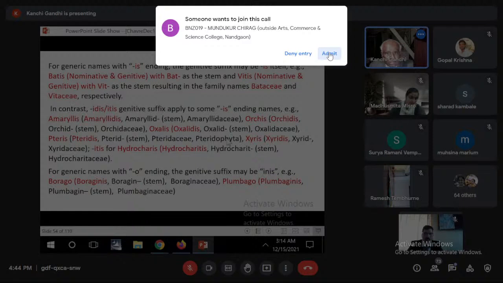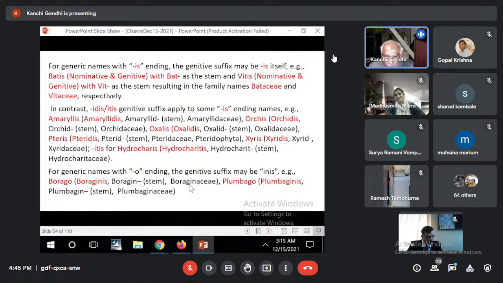Unless you know that for Borago the genitive form is Boraginis, you are not going to know how Boraginaceae must be written. Again, this is not rocket science. You need a little practice, and once you do, you become a master over time. Nobody can become a master in a single day. It takes a little time, but this is not rocket science. This is not a complicated procedure.